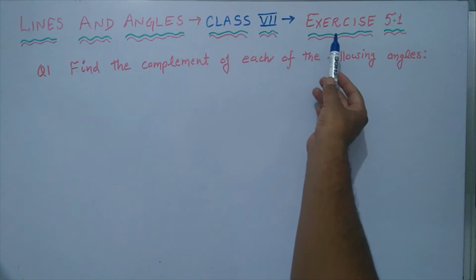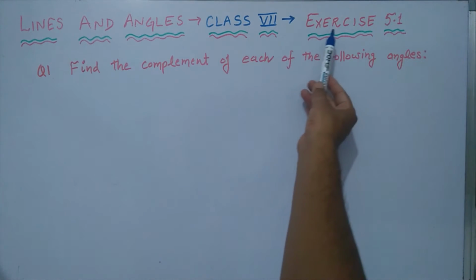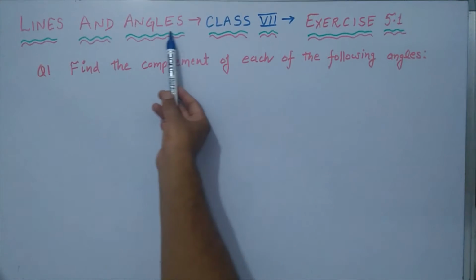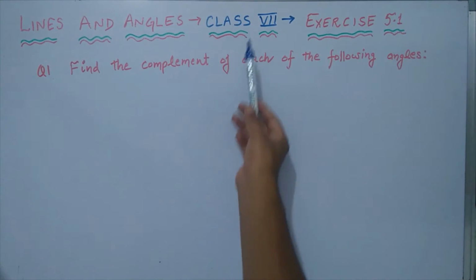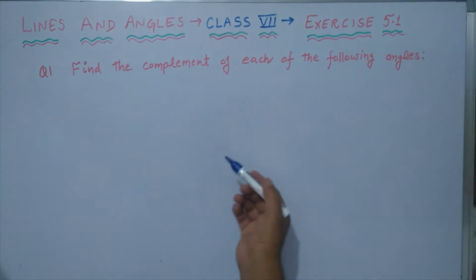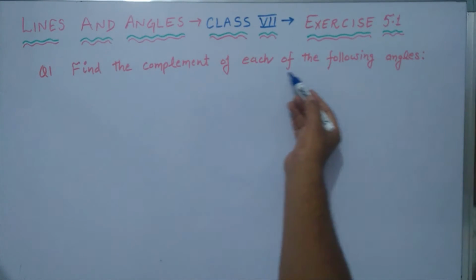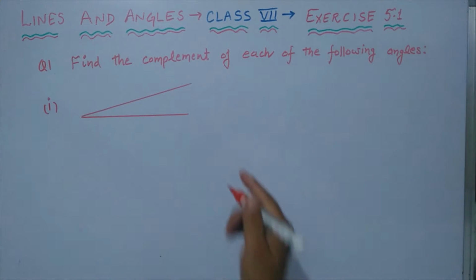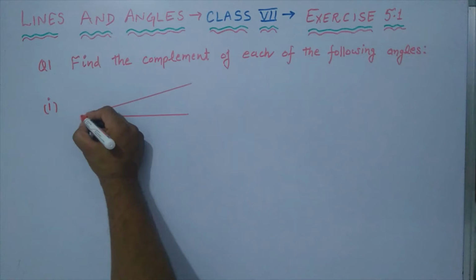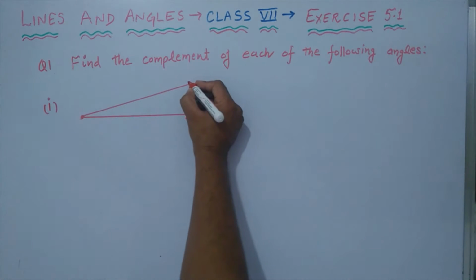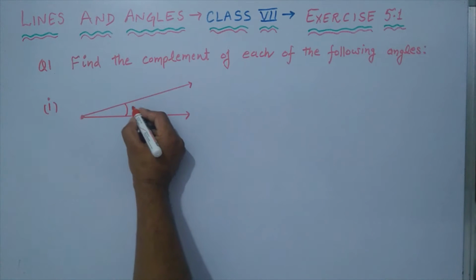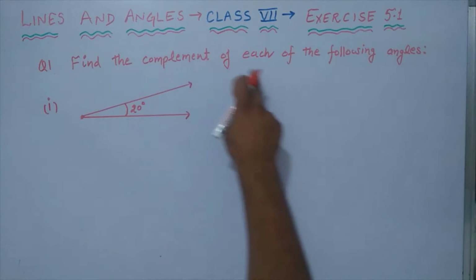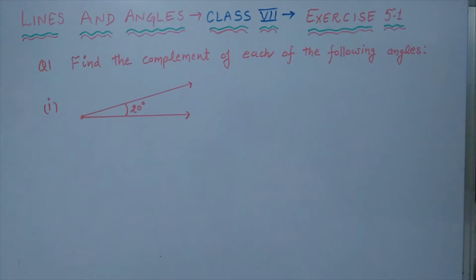Now today we are going to discuss the questions of the exercise 5.1. Here we are taking the chapter lines and angles for the students of class 7. The very first question is find the complement of each of the following angles. In the first part we are given here angle equal to 20 degree. Now what is the question? Question is find the complement of this angle.